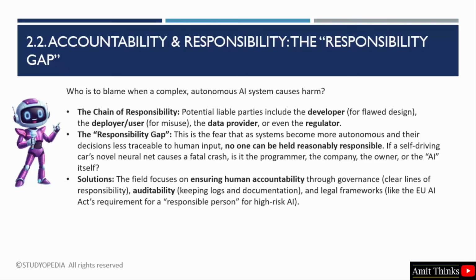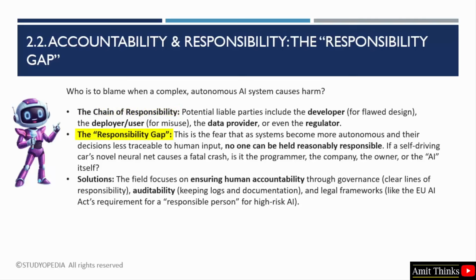The next one is accountability and responsibility. That is the responsibility gap. Who is accountable when autonomous AI systems cause harm? The first one being chain of responsibility. Liability may fall on developers, users, data providers or regulators.